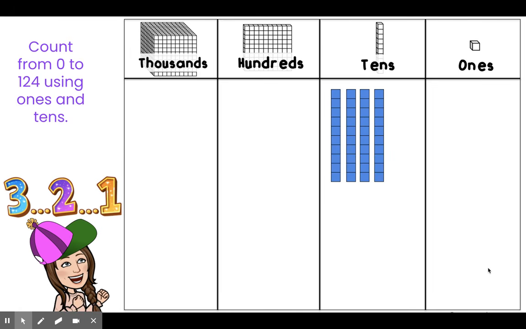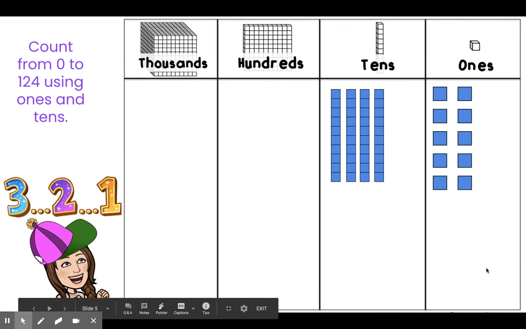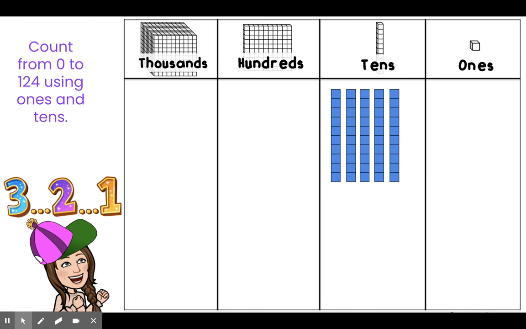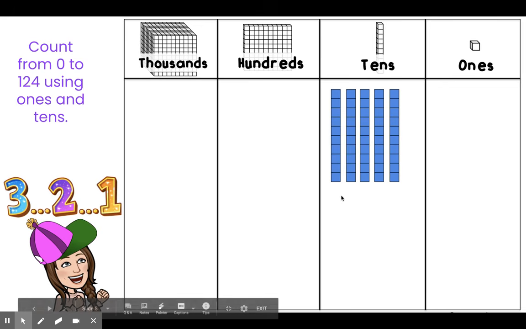Let's keep going. 40, here we go. 41, 42, 43, 44, 45, 46, 47, 48, 49, 50. Another group of 10 ones. Bundle and trade for a group of 10. Whew! We have 5 groups of 10, which is 10, 20, 30, 40, 50.